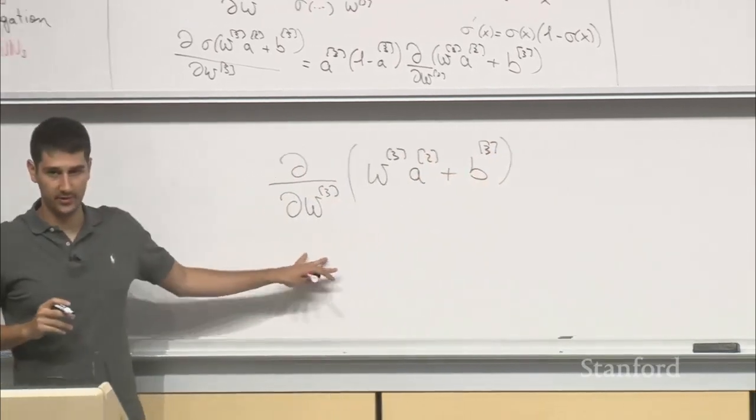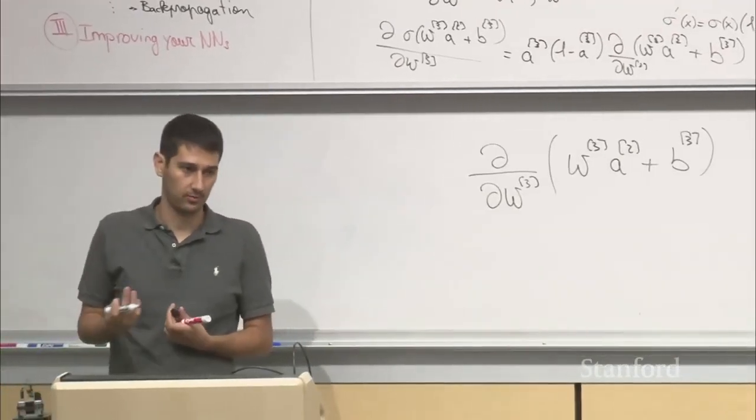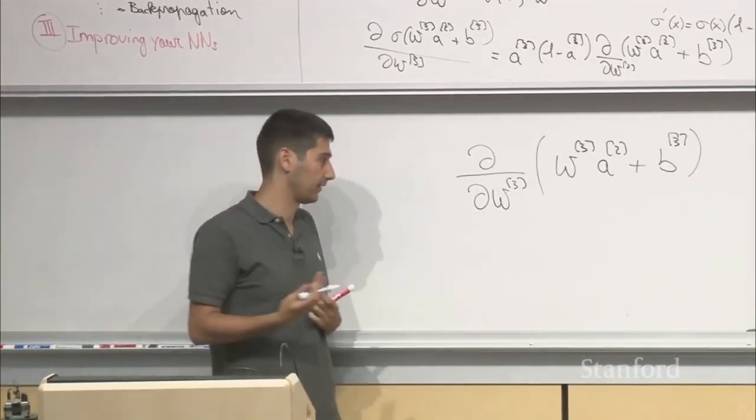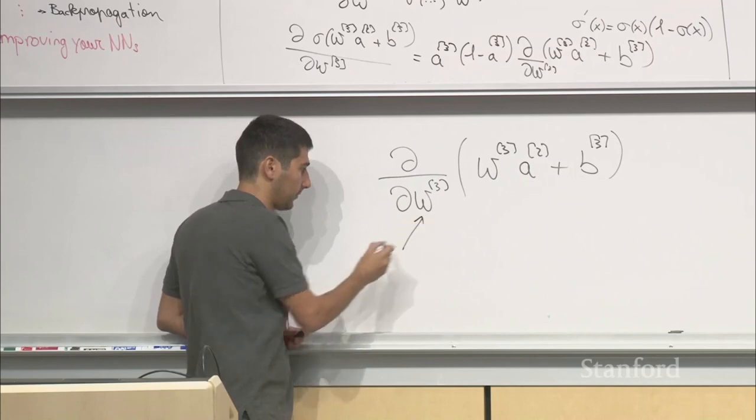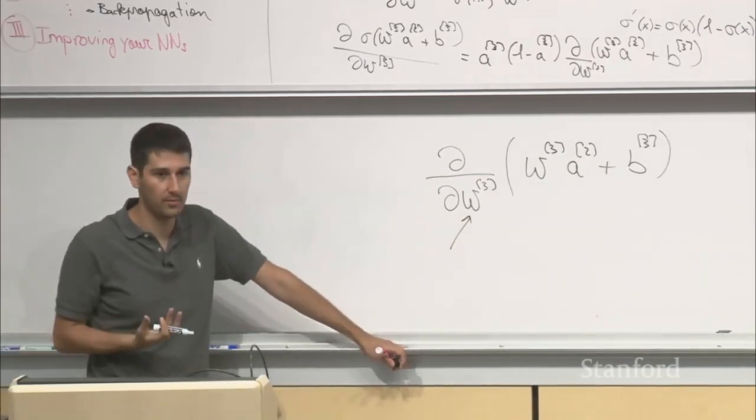I'm trying to compute this derivative. Why is there a transpose that comes out? How do you come up with that? You look at the shape here. What's the shape of W3?